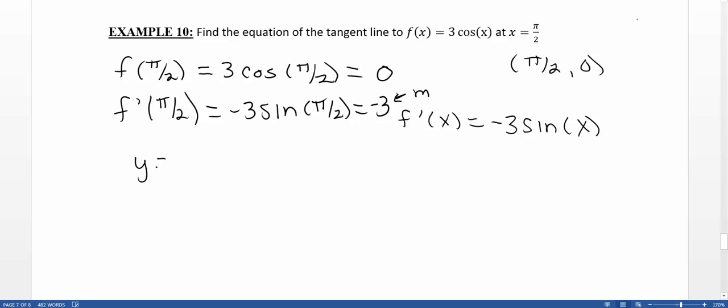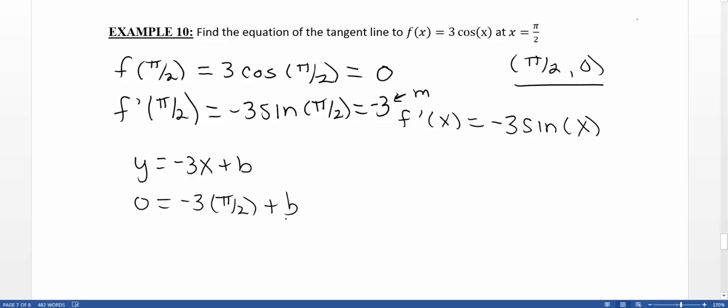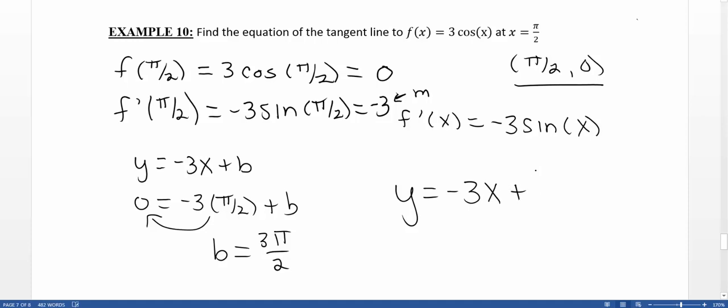So using y equals mx plus b, I have y equals negative 3x plus b. Now to solve for b, I'm going to plug in my point. I'm going to plug in a 0 for y and a pi over 2 for x. So here, I'm going to add this term over to the right, and that will tell me that b equals 3 pi over 2. Therefore, the equation of my line is y equals negative 3x plus 3 pi over 2.